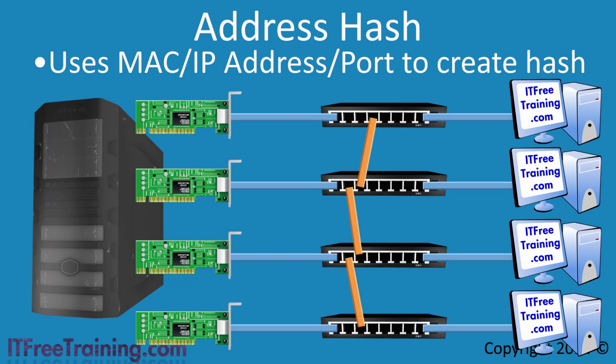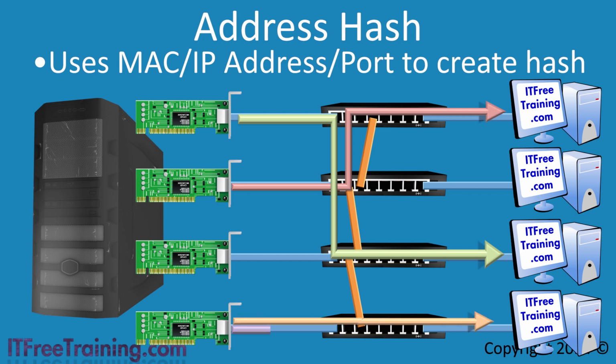Let's consider the example of a server with 4 network cards communicating with 4 desktops on the network. If you consider the server is sending web traffic to 4 computers on the network, the traffic for each desktop will use the same network adapter each time. In this case, you will notice that one network card was not used at all. The more traffic that the server sends, the more the traffic should even itself between all the network cards.